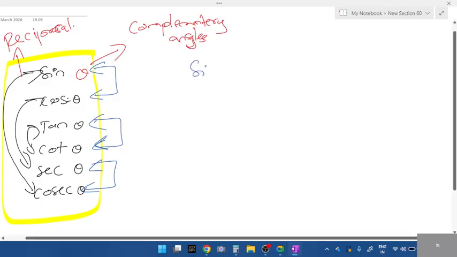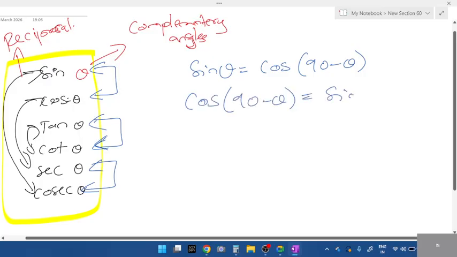I'll give you all the formula. Look here. Write like this. Sin theta is equal to cos 90 minus theta. Or you can also write this in reverse order. You can write cos 90 minus theta is equal to sin theta. You can also write sin 90 minus theta is equal to cos theta. This is the formula.